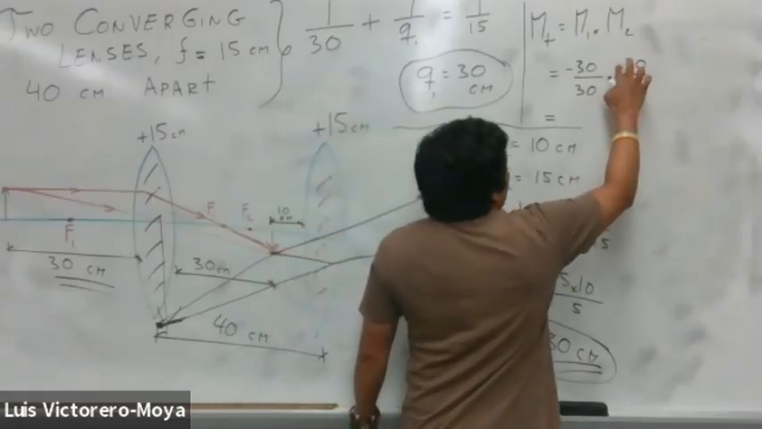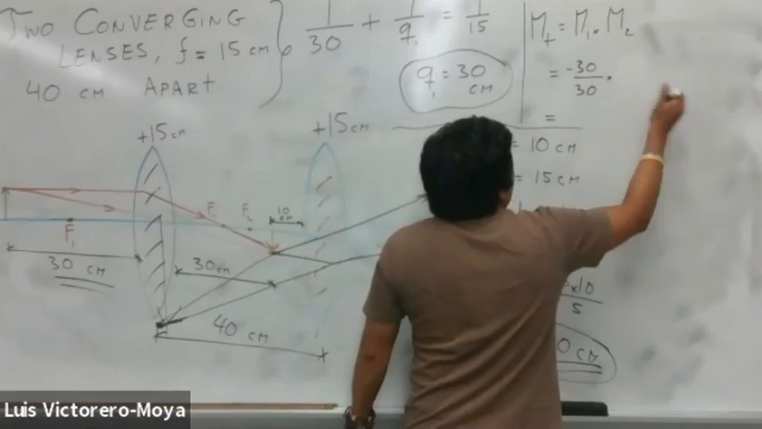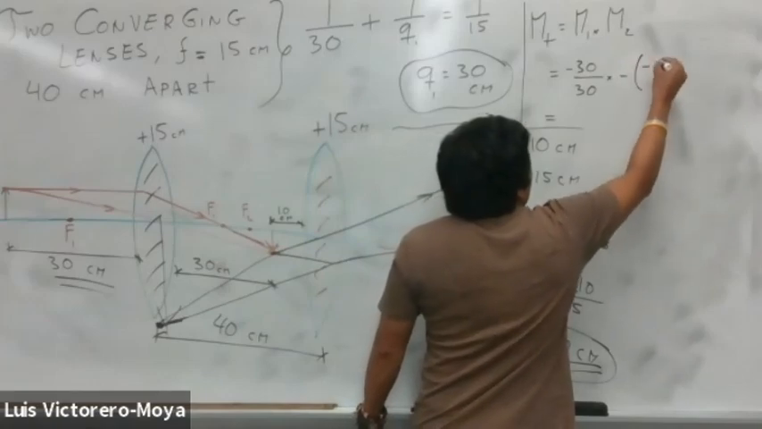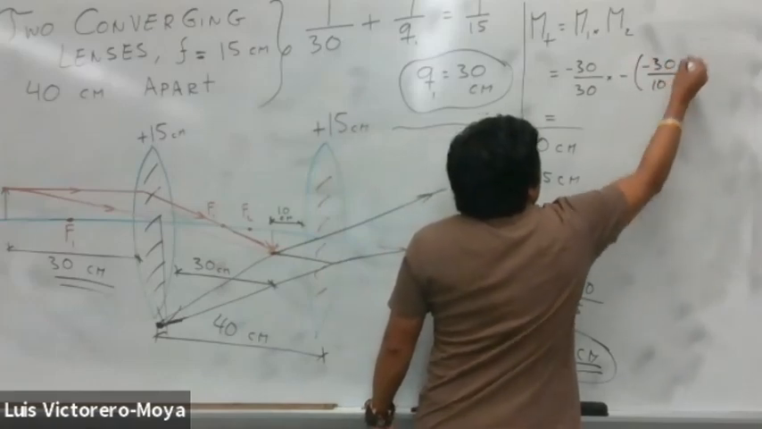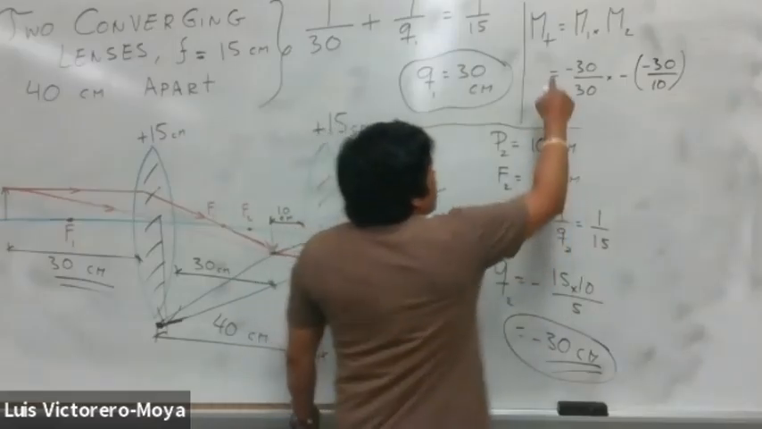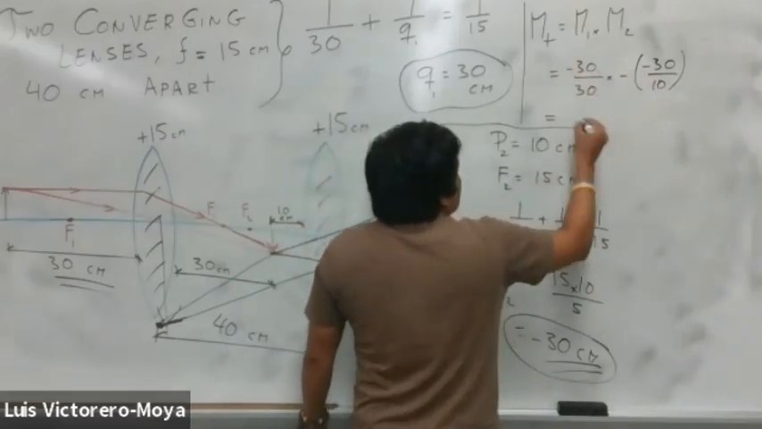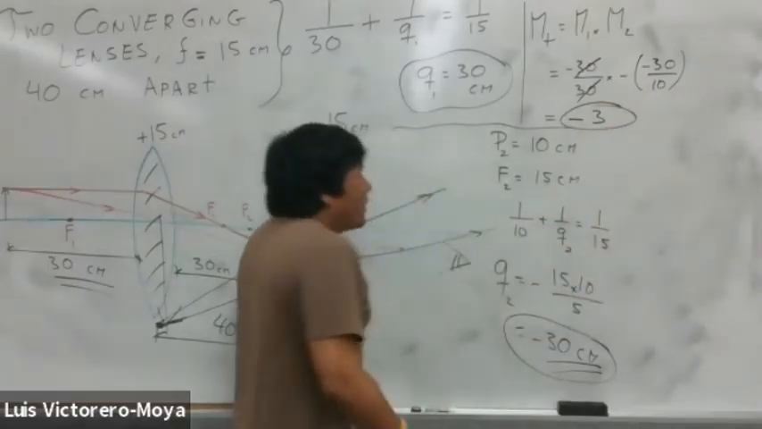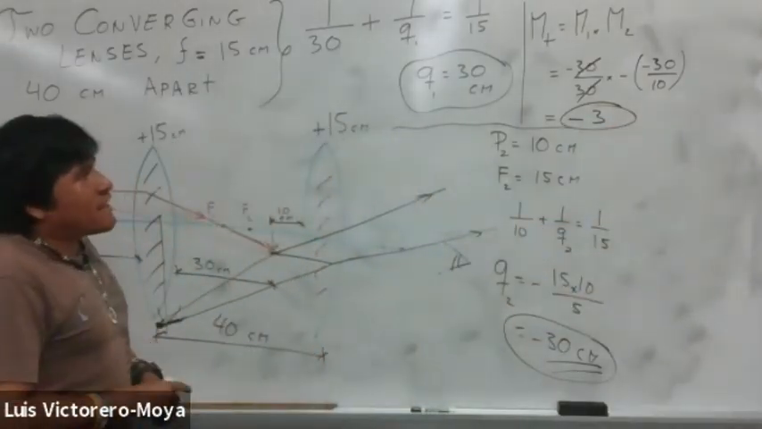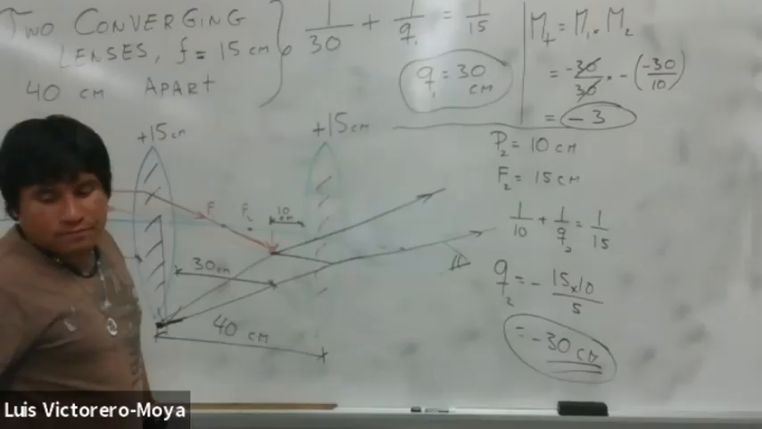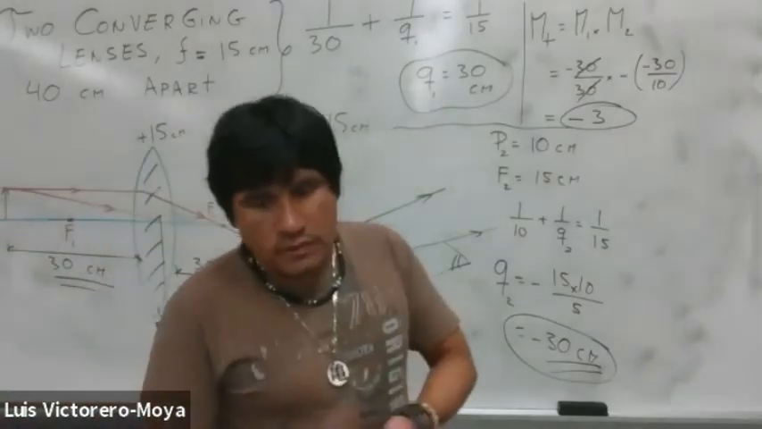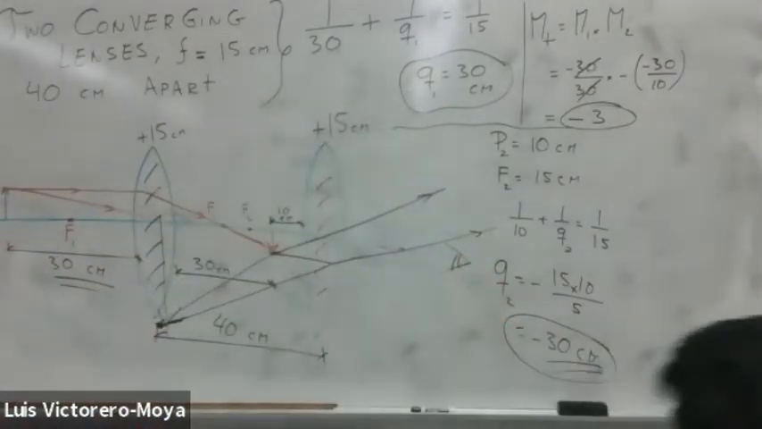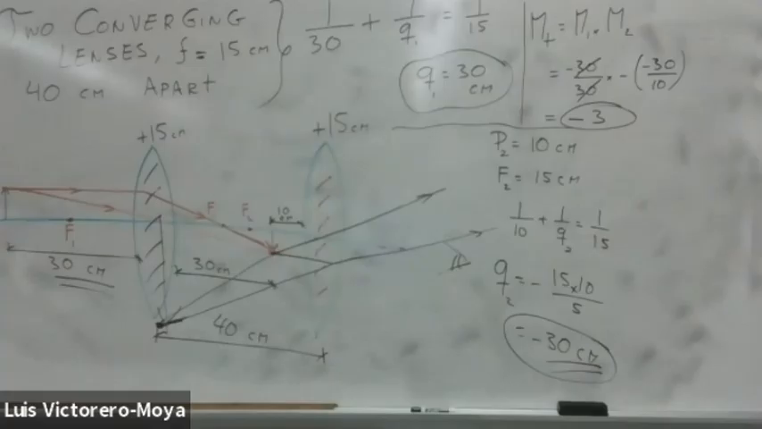So let's put it here. Minus 30 over 10. Minus and minus is positive; it is minus, negative. This is 1, negative 3. So the image is 3 times bigger than the object. Any questions about that? We did the 2 situations, right?